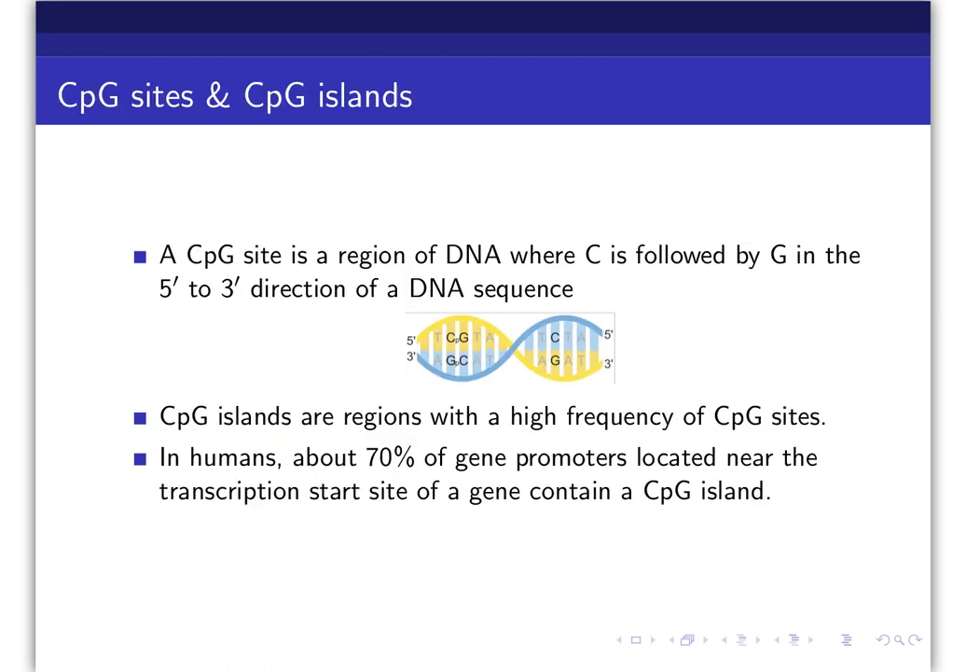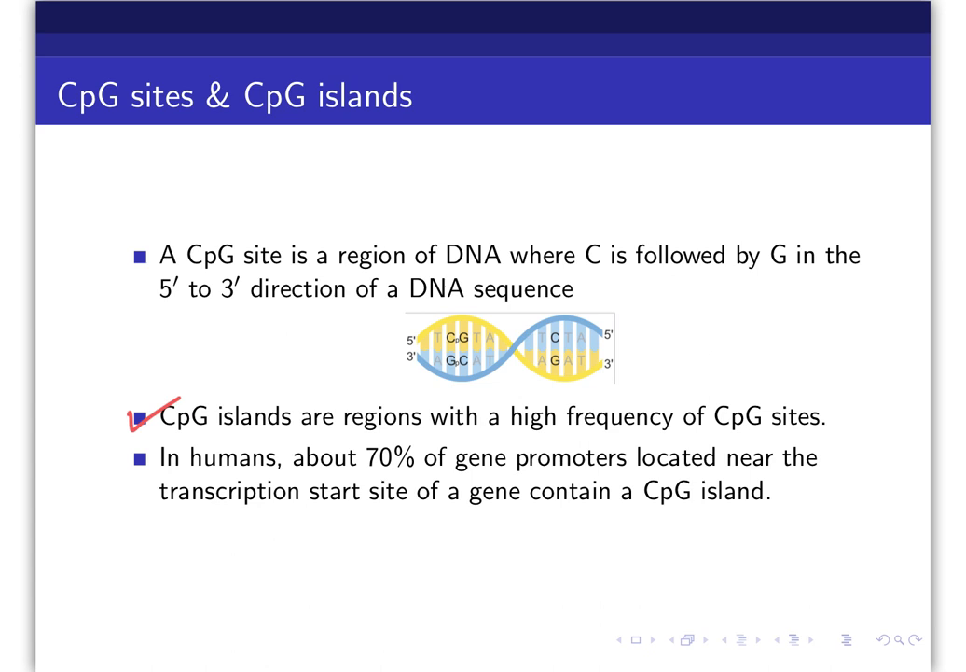Before discussing DNA methylation, it is important to return to the DNA sequence. A CpG site is a region of the DNA where a cytosine nucleotide is followed by a guanine nucleotide in the linear sequence of bases along its 5' to 3' direction, as seen in this figure. CpG islands are regions with a high frequency of CpG sites.